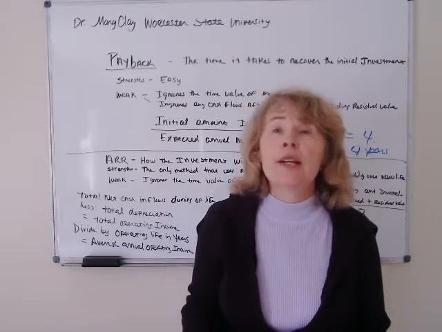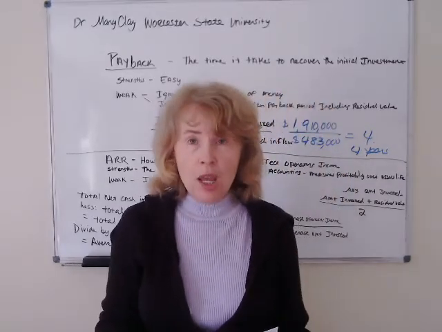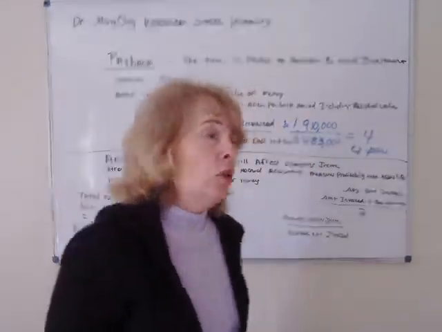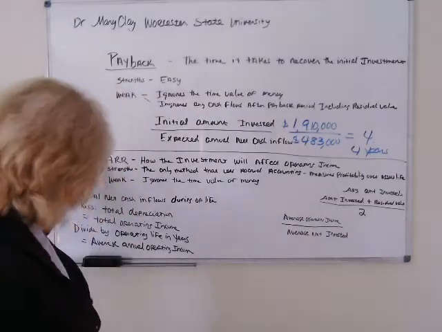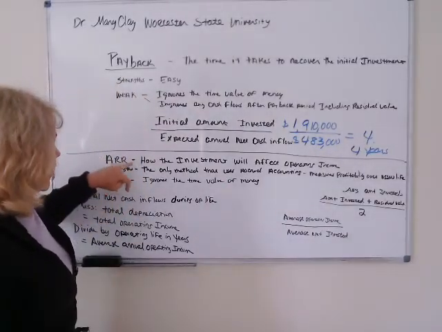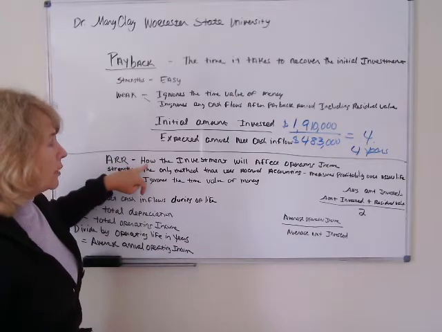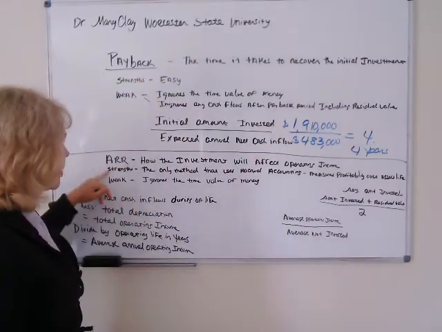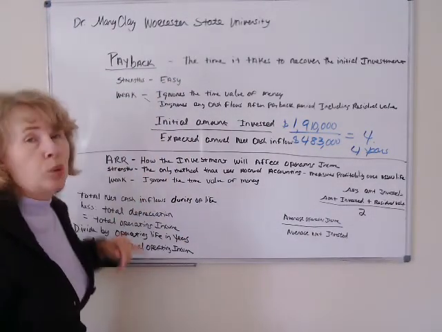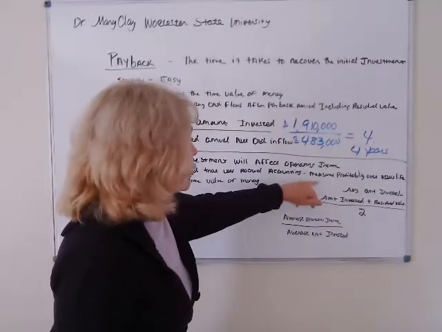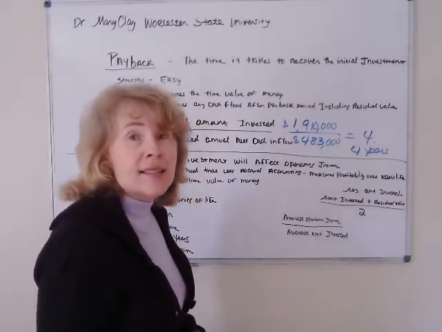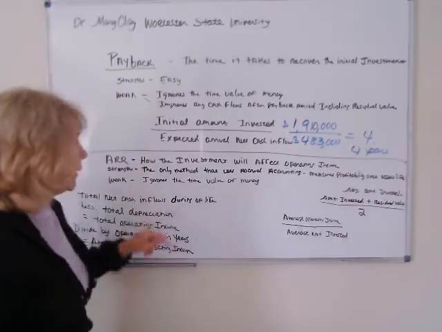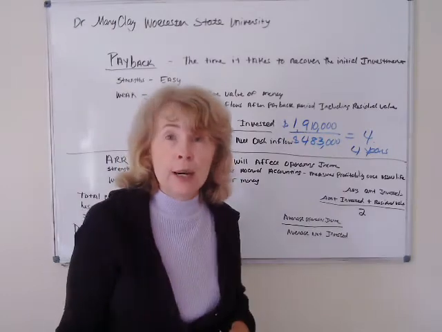All right, now we're going to go to the accounting rate of return, and this one is more steps than the payback period. All right, so let's first focus on the accounting rate of return. What is it going to tell us? How the investment will affect operating income. So this one, we're going to look at operating income. Strengths: it's the only method that uses accrual accounting. It measures profitability over the asset's entire life. Its weakness, again, just like payback, is that it ignores the time value of money.